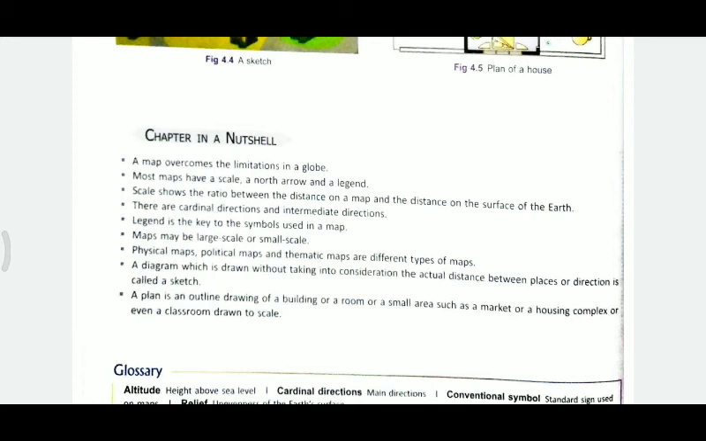Scale shows the ratio between the distance on a map and the distance on the surface of the earth. Dear student, scale shows the ratio between the two places on the map and the actual places.